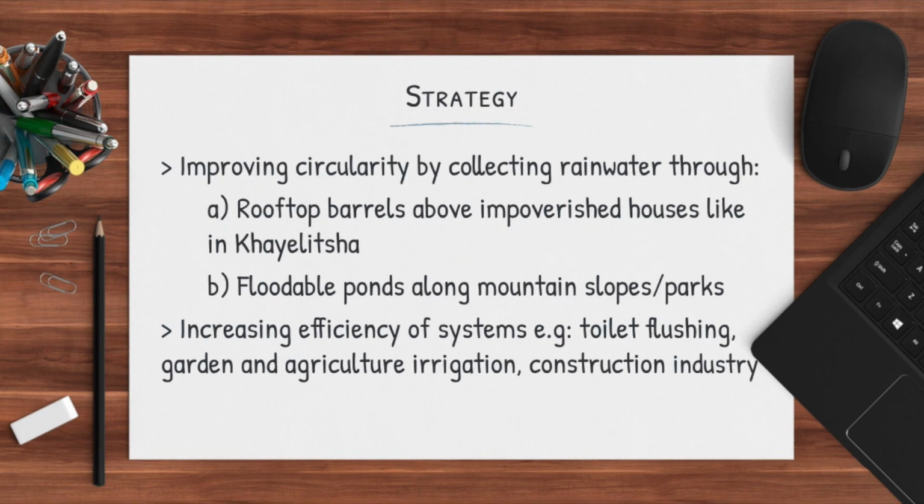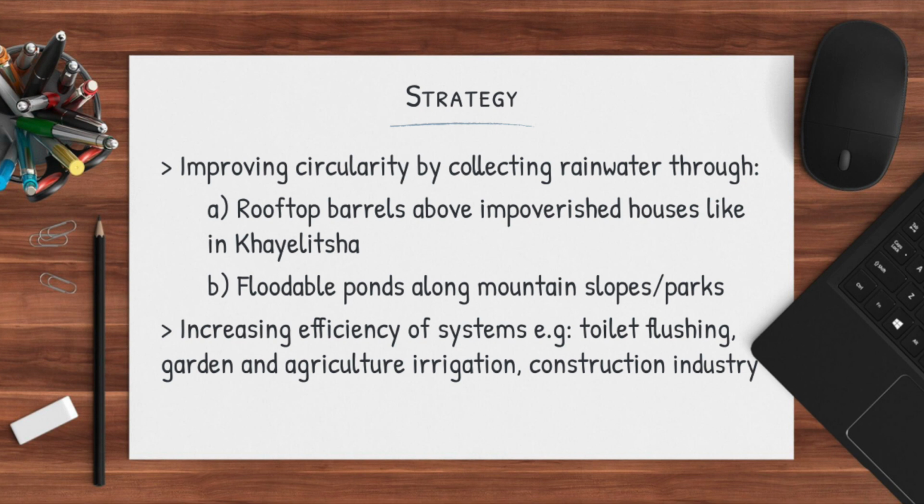So our strategy, more specifically: the circularity can be improved by collecting rainwater either through rooftop barrels, which can be done on a smaller household scale as well as a larger neighborhood scale, as well as implementing floodable ponds along mountain slopes, which allow for natural water retention, which is one of the problems that needs to be addressed in Cape Town. And the systems that we mentioned can be increased in efficiency.